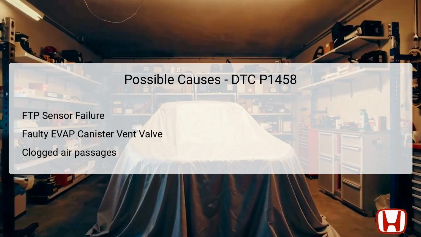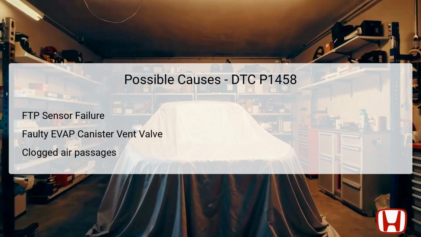There are several possible causes for the P1458 DTC. The first potential issue is a failure of the fuel tank pressure, FTP, sensor itself. Over time or due to various factors, the sensor may become defective and provide erroneous data to the ECM. Another possible cause could be a malfunctioning evap canister vent shut valve. If this valve does not open or close as required, it can result in abnormal pressure readings.